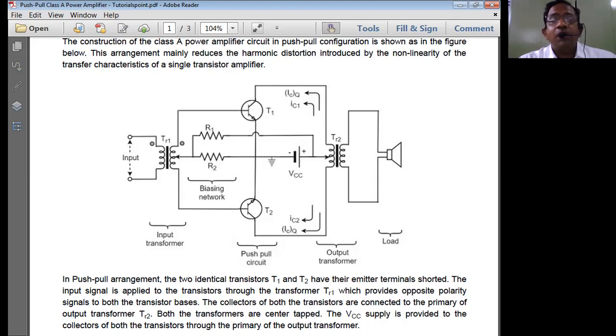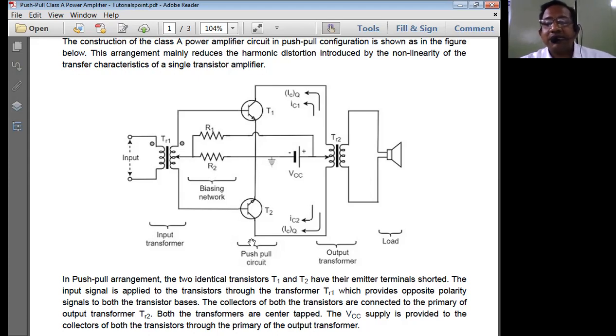Well, so now I'm constructing the class A push-pull from class B push-pull. The only difference is that in class B push-pull, these R1, R2 won't be there. Directly, you have a wire connected to VCC. That's it. So in this case, we have extra resistors R1, R2, known as biasing resistors of transistors T1 and T2.